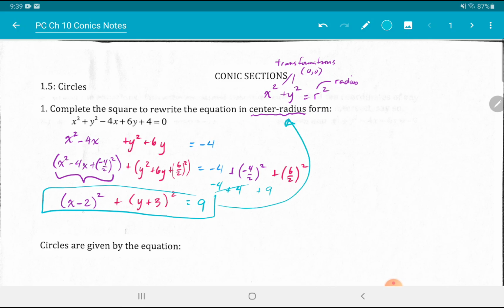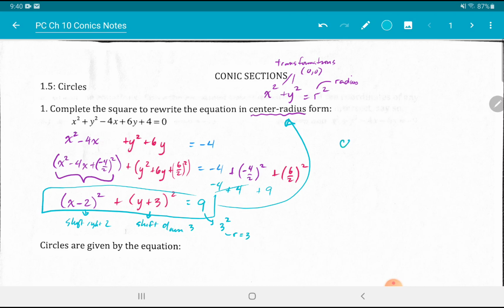And then our center is defined by how our x and y shift. Keep in mind that because the numbers are contained within parentheses, that tells us that we are actually shifting to the right by 2. And again, because this 3 is contained within parentheses, we are shifting down by 3. Because the 9 is really made up of 3 squared, we know that the radius is a value of 3.